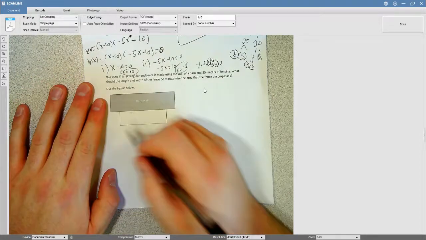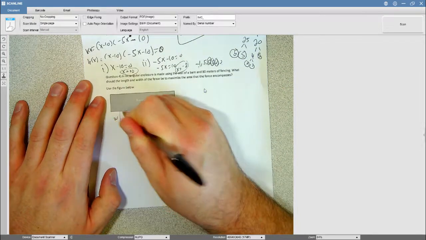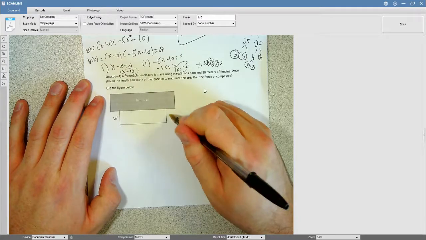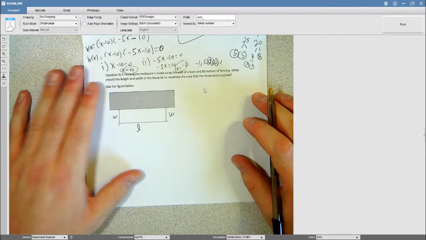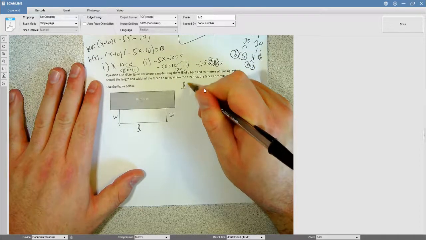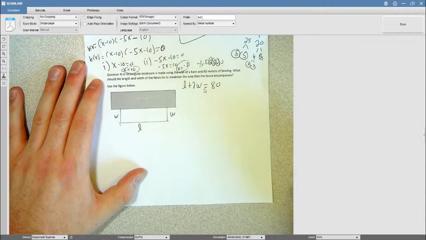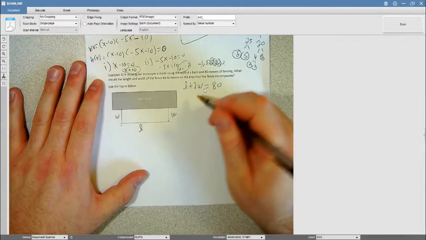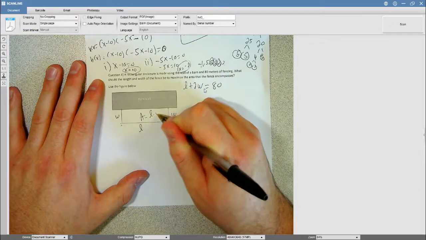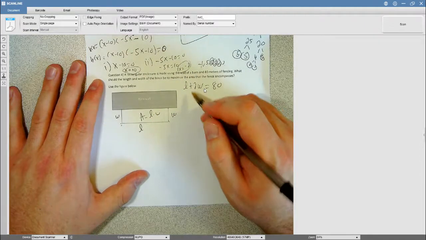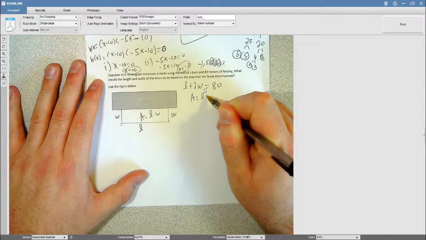So what we want to do here is start off by labeling some information. Let's call this distance from here to here the width, and let's call this distance from here to here the length. So what do we know first off? We know that if we take the length plus twice the width, that should be 80 meters. What else do we know? We know that the area of this enclosure should be equal to the length times the width. So we know that area equals length times width.